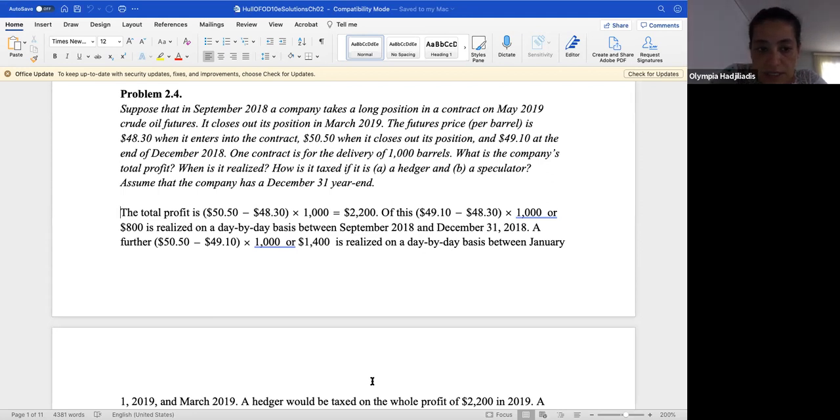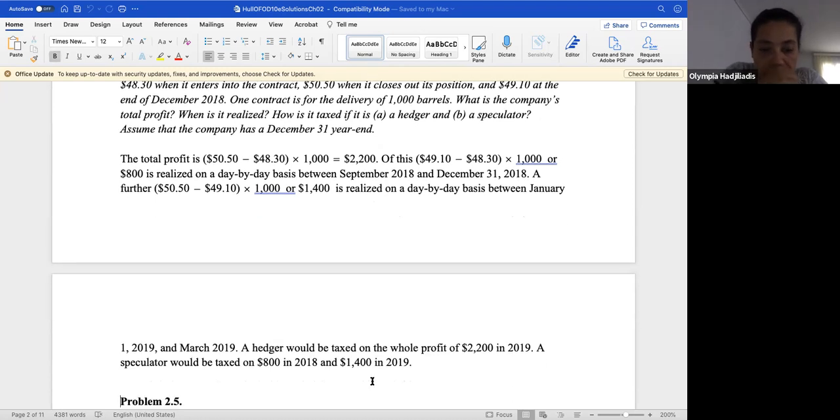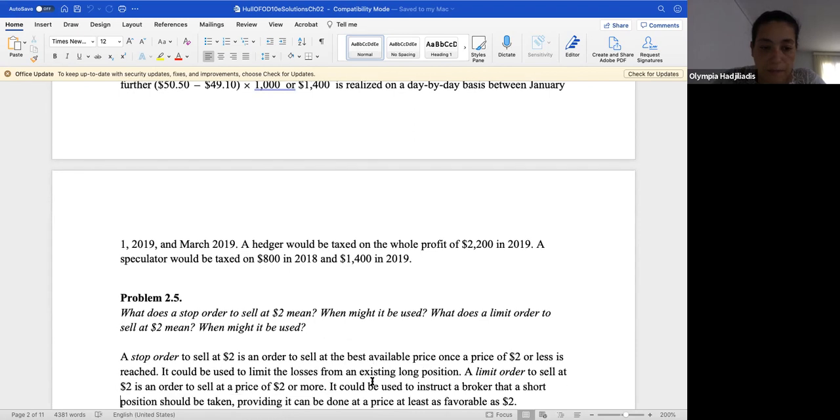31st, 2018. A further $50.50 minus $49.10 times 1,000, which is $1,400, is realized on a day-by-day basis between January 1st and March 2019. A hedger would be taxed on the whole profit of $2,200 in 2019. A speculator would be taxed on $800 in 2018 and $1,400 in 2019.